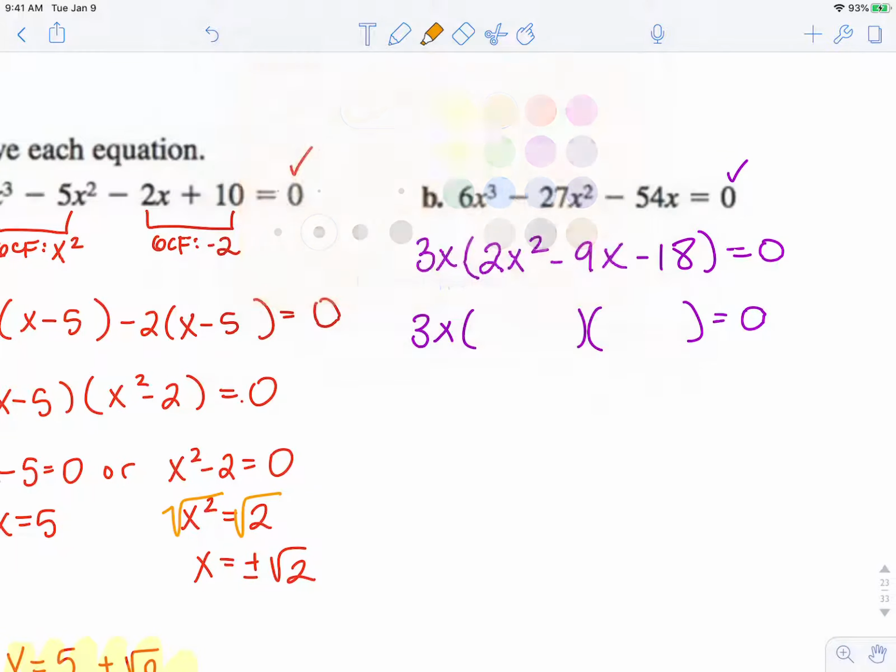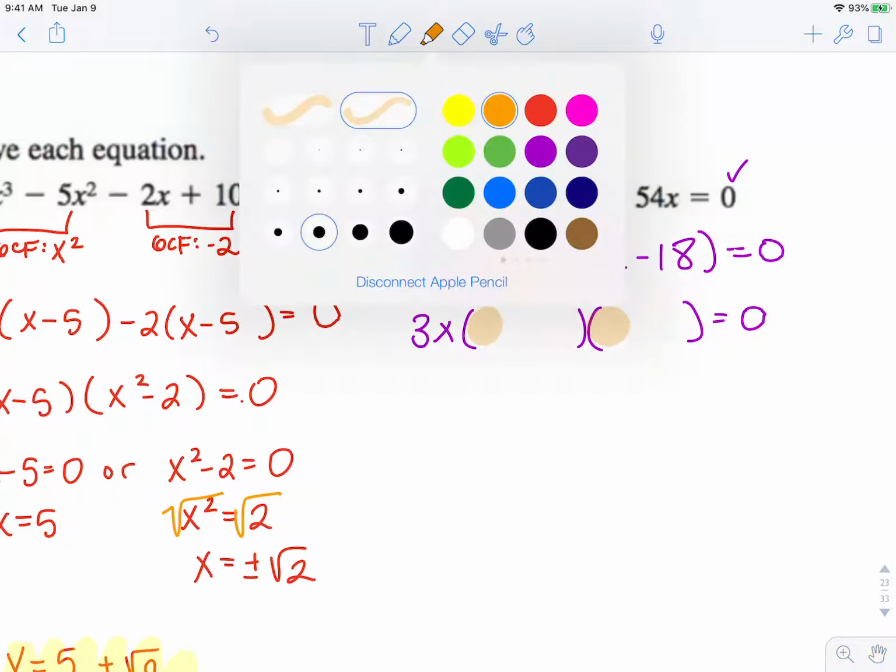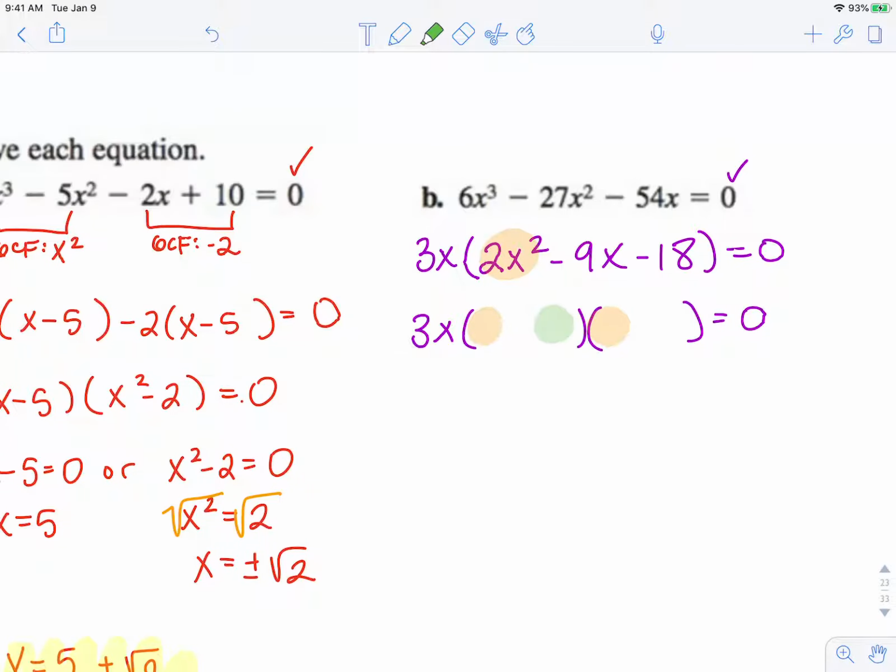Remember that these first 2 slots have to multiply to make the first term, and these last 2 here have to multiply to make the last term. So for 2x squared, that's 2x and x, that's pretty easy.